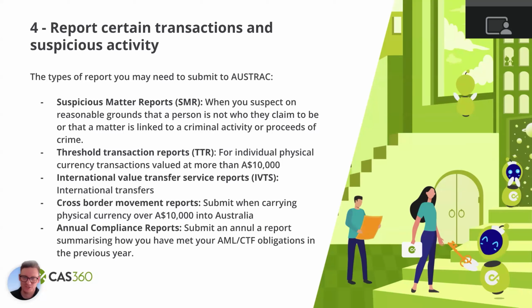Again, the suspicious activity is open to interpretation. There, again, AUSTRAC will provide a little bit more information about what they would deem suspicious. But effectively, when you suspect on reasonable grounds that a person is not who they claim to be, or a matter is linked to criminal activity or proceeds of crime, that is where a suspicious matter report would need to be lodged with AUSTRAC.